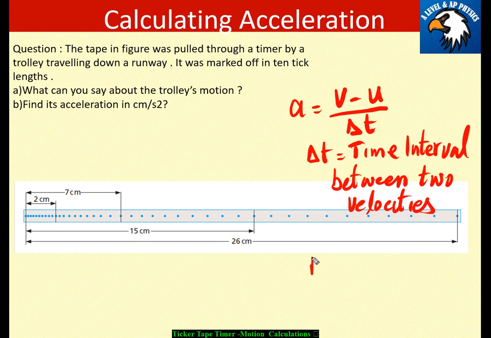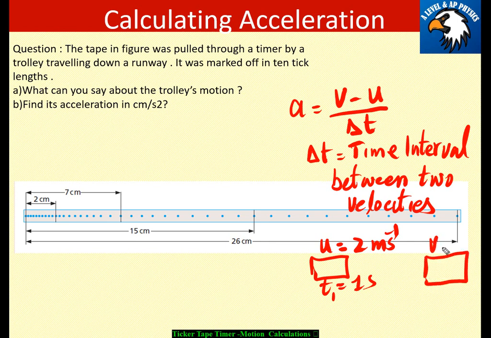What exactly does it mean? Let's say we have this car, and the initial velocity of the car, u, is 2 meters per second at time t1, let's say, equal to 1 second. Then the velocity of the car changes to v, the final velocity, let's say 10 meters per second, and the time t2 is equal to 8 seconds. So what is delta t then? Delta t simply means 8 minus 1, which is equal to 7 seconds.